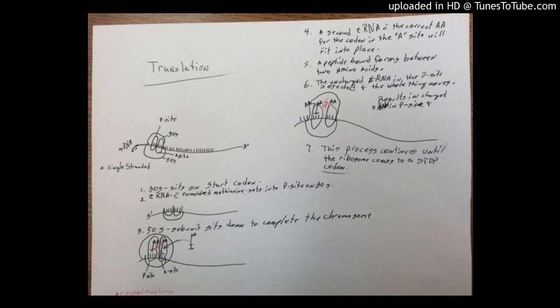The next thing to happen is a charged transfer RNA will come in, land in the A site, click into place, a new peptide bond will form, everything will click down, the uncharged transfer RNA will be kicked out, and then a new transfer RNA can come in and land in the A site. That process will continue until you get to a stop codon, and then the whole ribosome dismantles itself and releases the messenger RNA and a full protein.